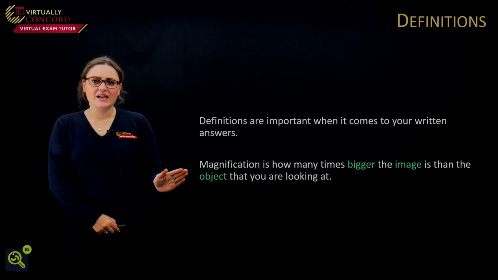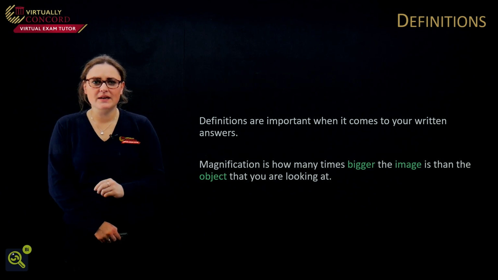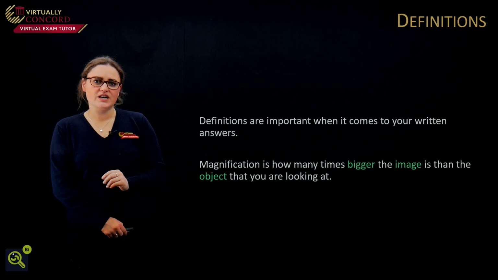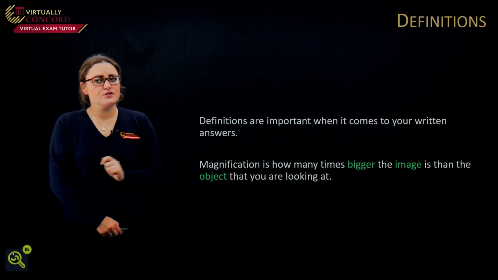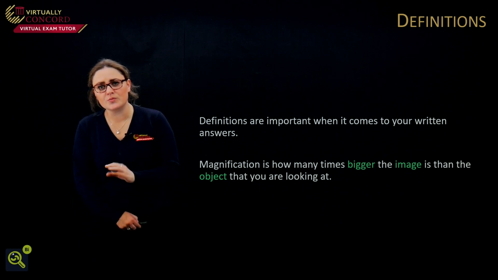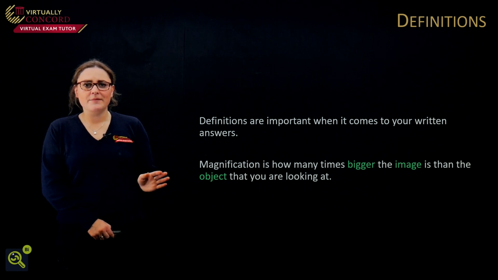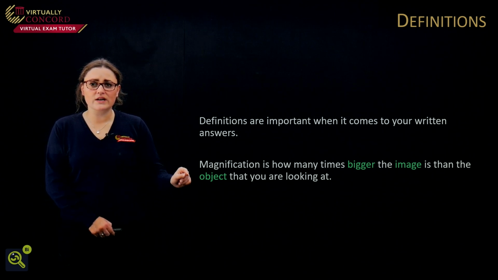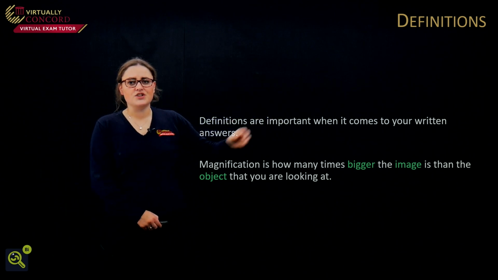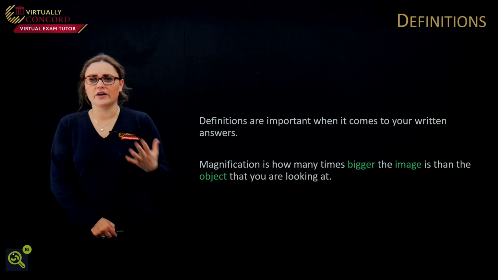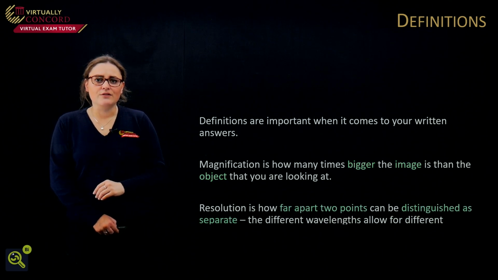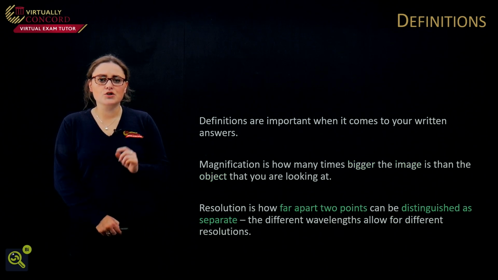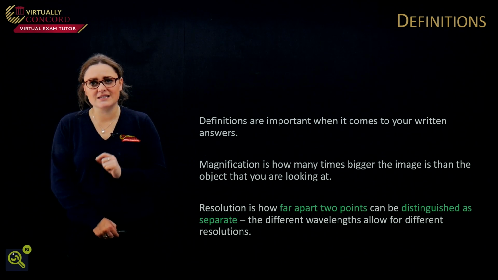When it comes to your written answers, definitions are so important, especially in this magnification topic. So, magnification is how many times bigger the image is than the object that you are looking at. So it's not how many times zoomed in you are, okay? How many times bigger the image is than the object that you are looking at. So the object is that real specimen, and the image is either on a computer screen, in a textbook, or on an exam paper.